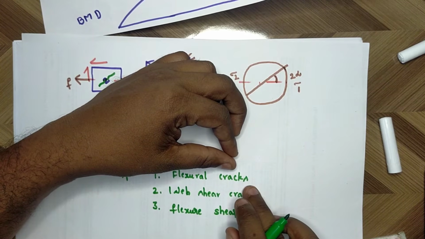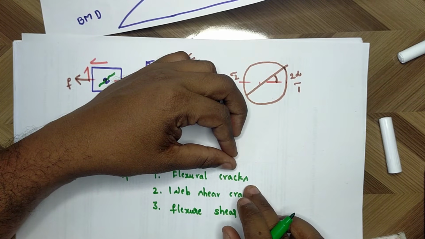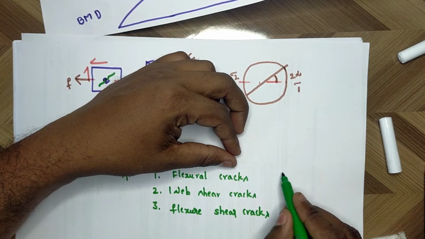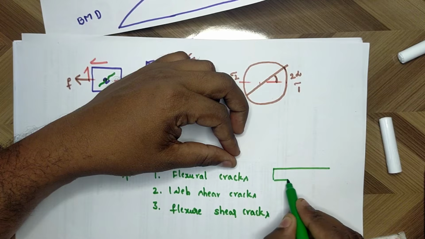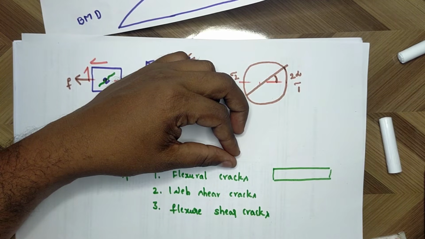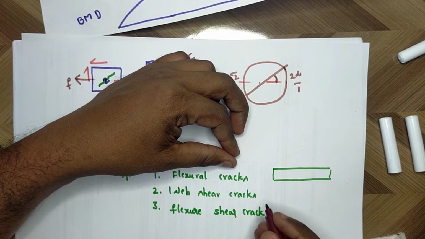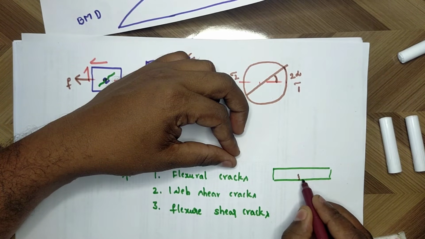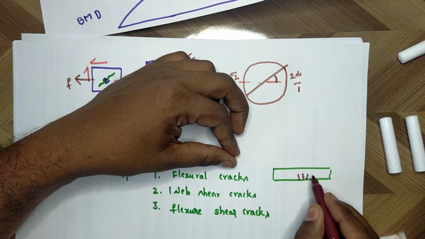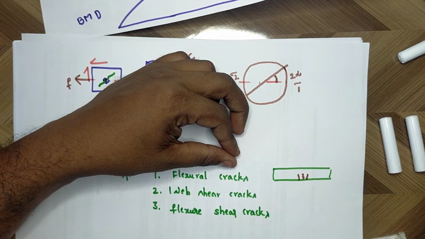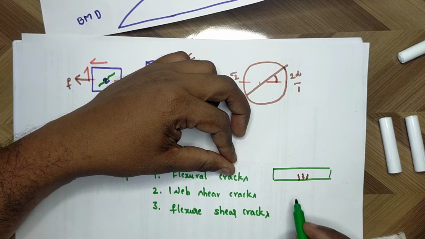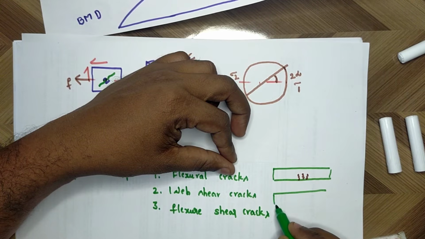These flexural cracks form at the bottom near the midspan and propagate upward. Suppose this is the beam. These cracks will develop at the bottom near the midspan and propagate upwards.